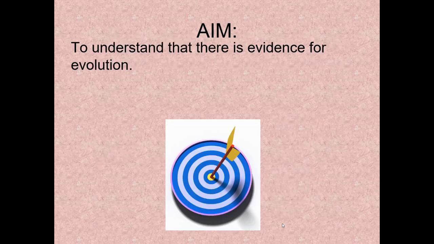So our aim today is to understand there is evidence for evolution. If you remember yesterday's video, "Does Evolution Have Two Dads?", we talked about how it was a theory. However, there is a lot of evidence to prove that this theory is true. Since we can't go back in time, we can look at evidence that is out there. So let's see what it is.